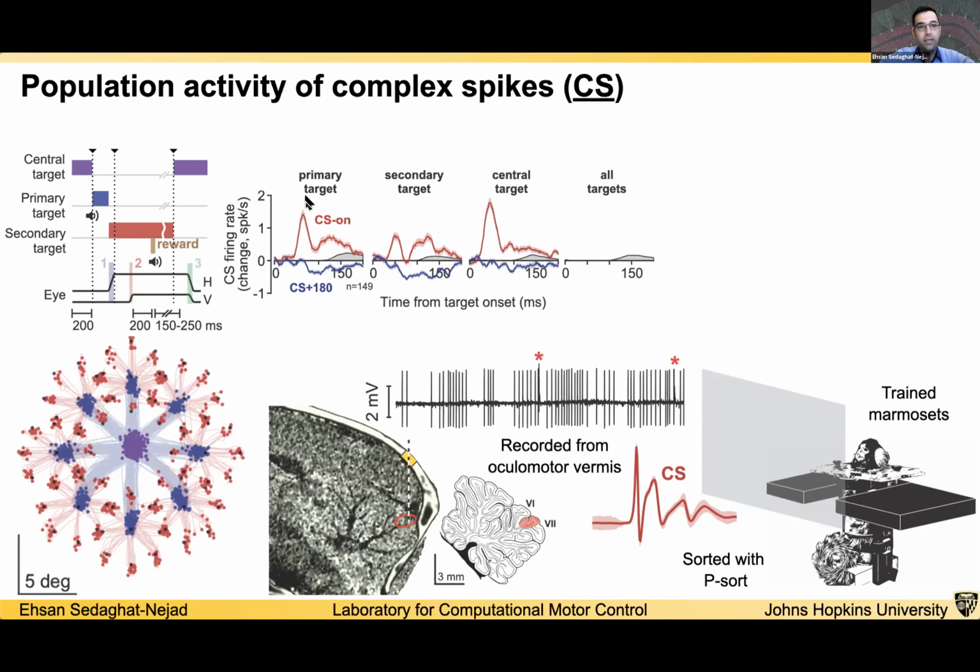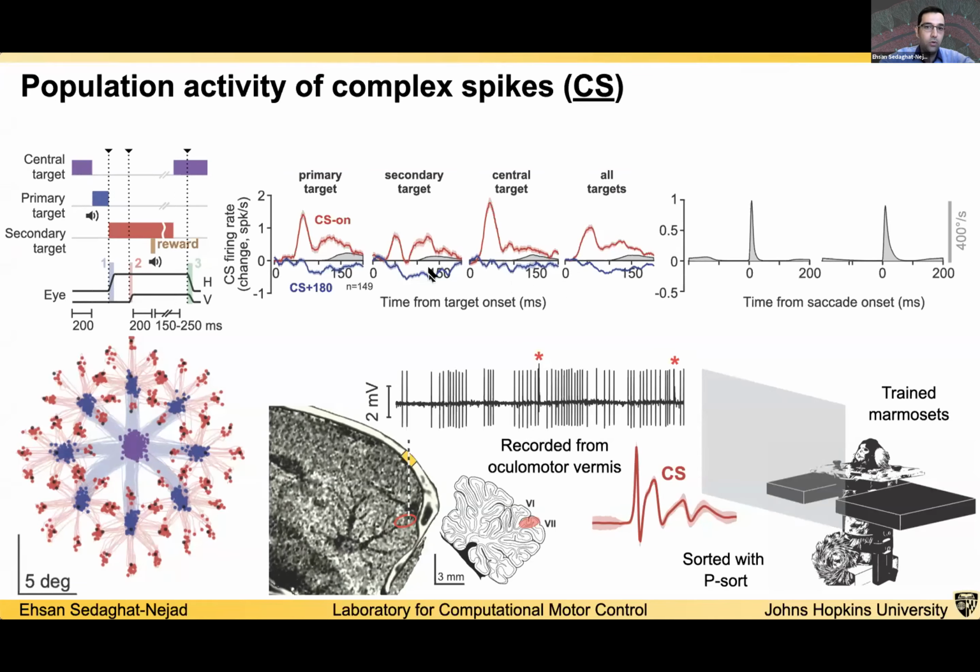So we put all these three types of saccade together and we call them targeted saccades, because all of them are in reaction to a target jump. And what we saw is that in the preferred direction of the Purkinje cells, we saw an increase in the complex spike activity of the cell, and in the anti-preferred direction, we saw a reduction in the complex spike activity. Okay, this was toward the target jump.